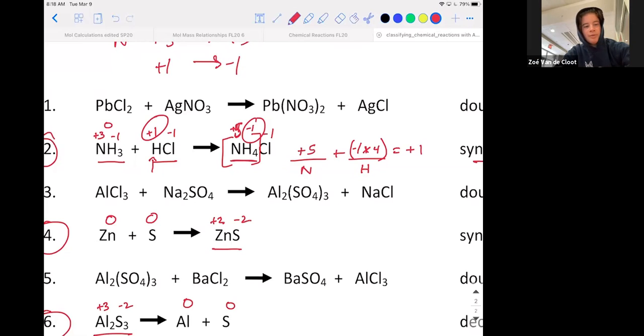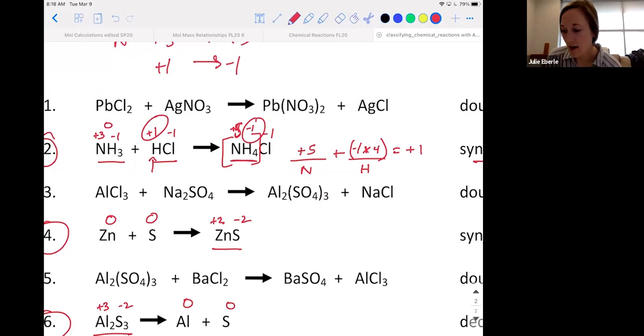Okay, no, it's fine. Does that help, Zoe? Yeah. It's a great question. But again, you assign the first element with the positive oxidation number, the second element with the negative oxidation number.